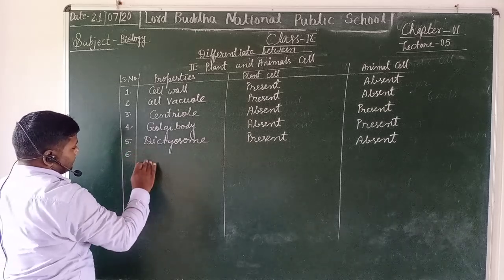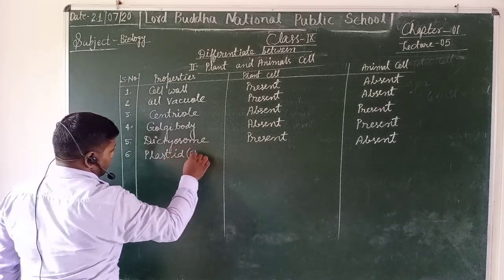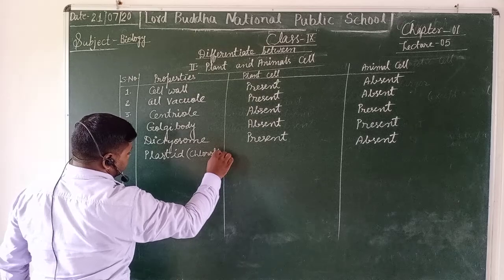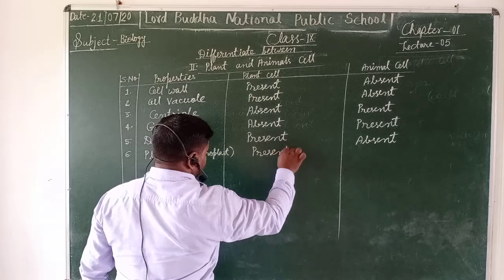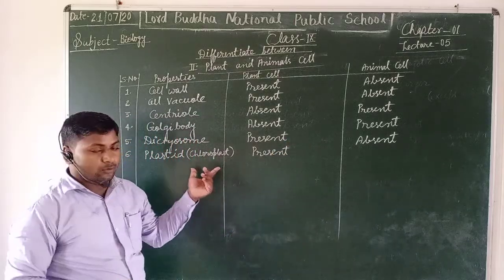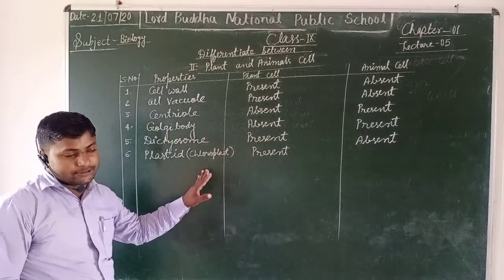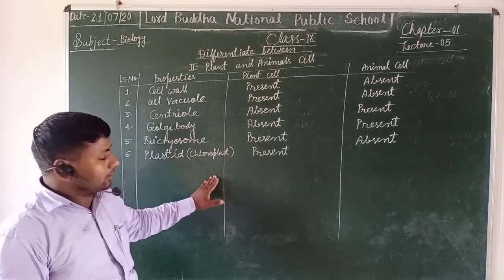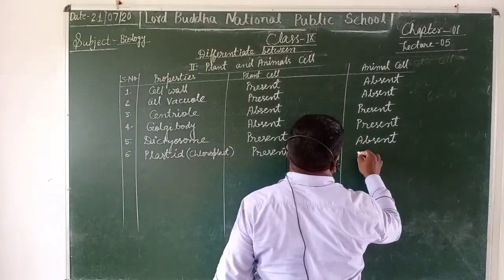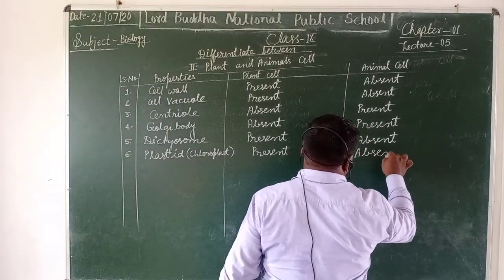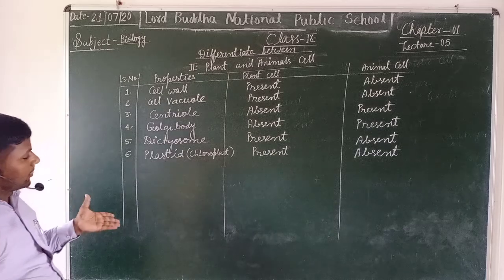Next, plastid. Mainly chloroplast, present in plant cell. It contains chlorophyll pigments that help in the process of self food making in plant cell. That's why they are known as autotrophs. But in animal cell, absent.